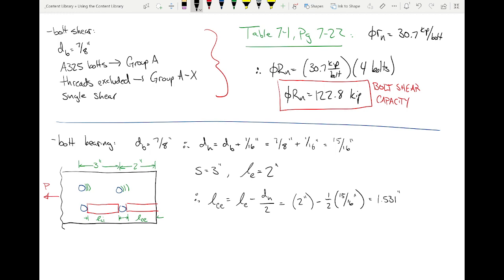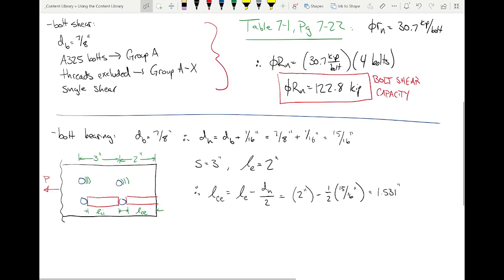Okay, so LCI is that. So is everybody okay with these formulas? Do you get why they work, right? So LCE is the edge distance minus half a hole diameter, and then LCI, we take half a hole diameter, so it's S minus DH. Everybody okay with that? Okay, all right. Let me know if you're not.